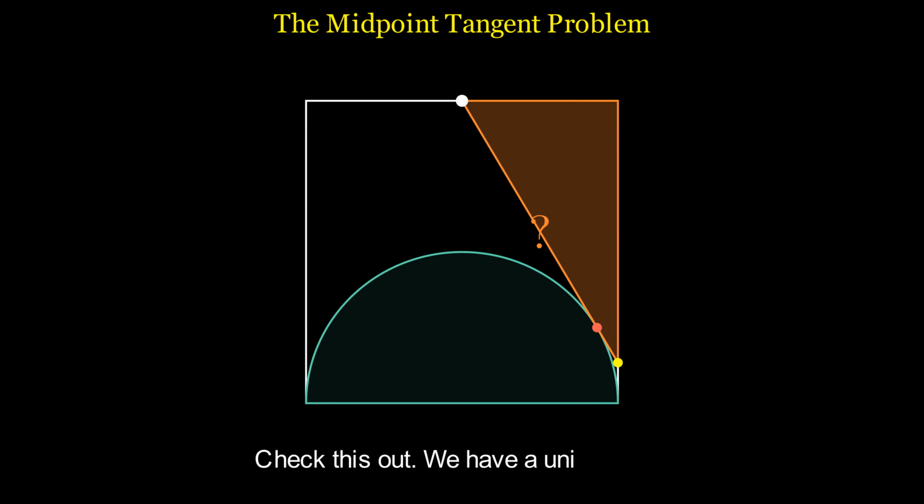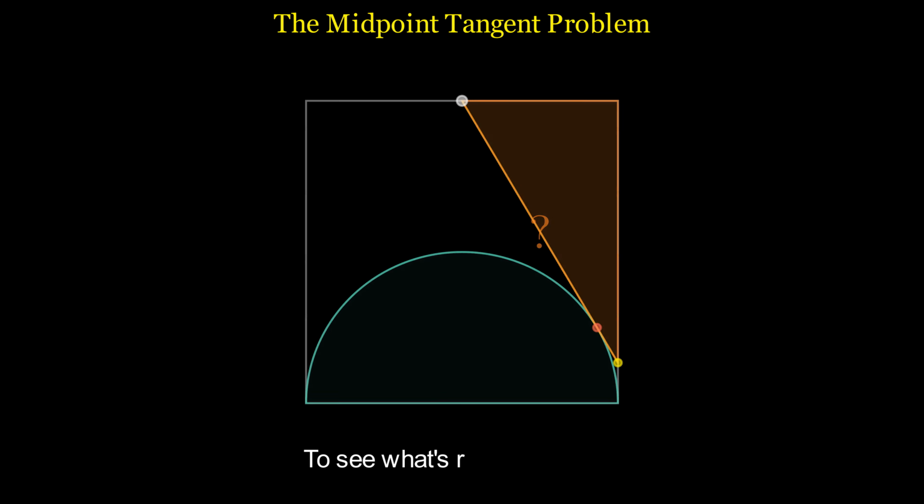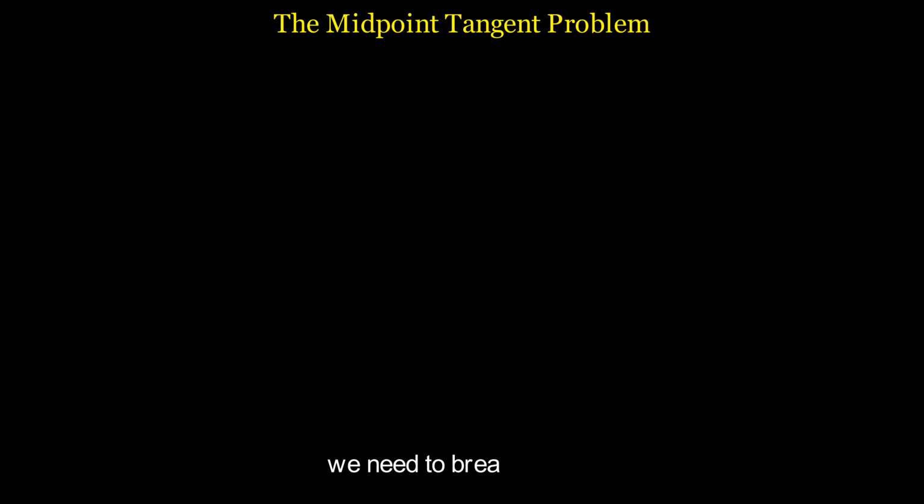Check this out. We have a unit square, a semicircle, and a tangent. The question is, what is the exact area of this shaded triangle? To see what's really going on, we need to break it down and rebuild it precisely.